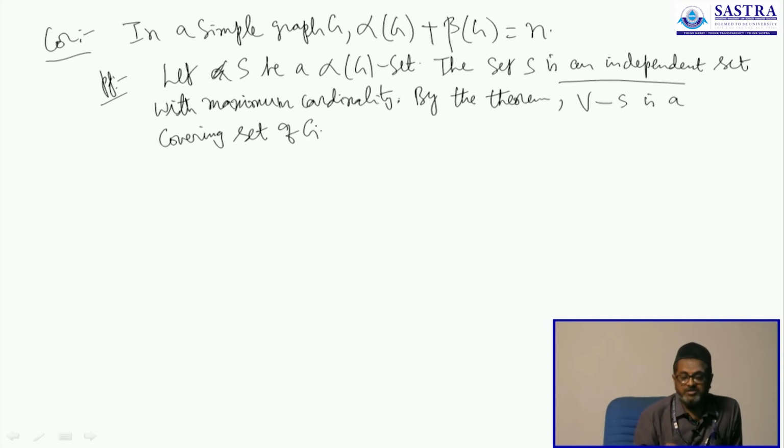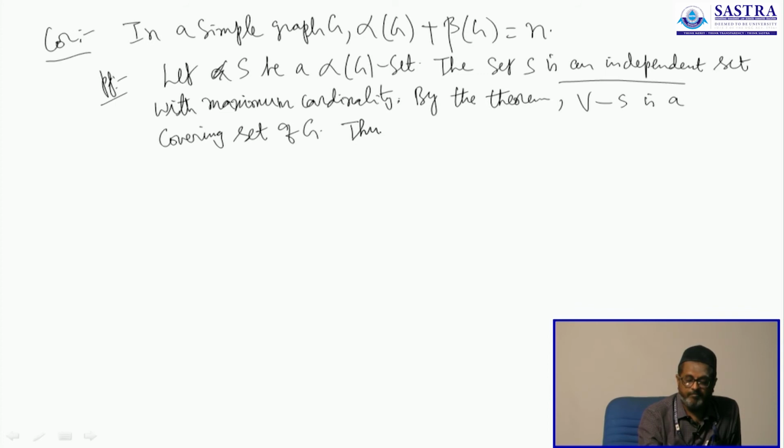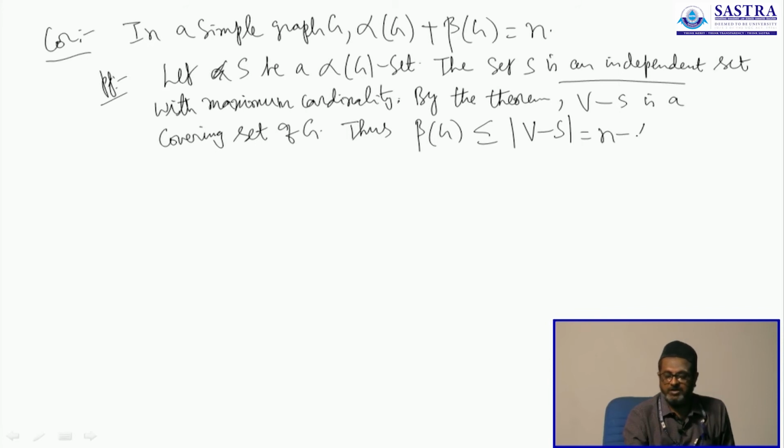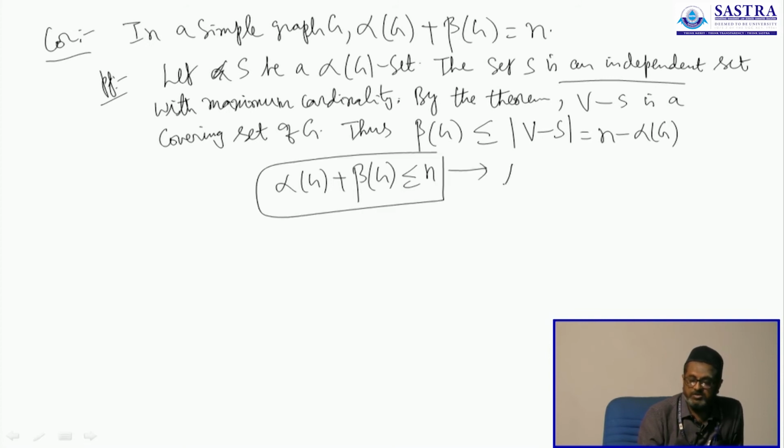But what is this beta of G? Beta of G is the minimum covering. So naturally any covering set has to have a number of elements greater than or equal to the minimum covering. So in this case we have thus beta of G less than or equal to the cardinality of V minus S, which is nothing but n minus alpha of G, or alpha of G plus beta of G is less than or equal to n. So this will be the first part A.